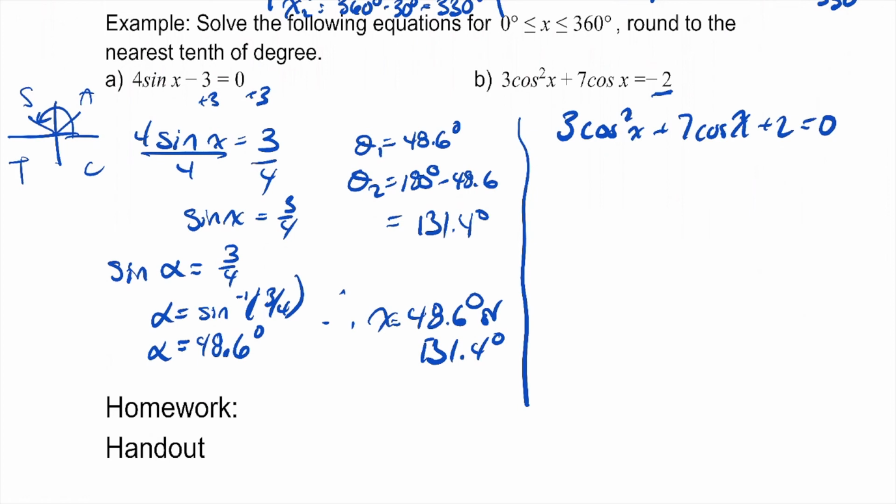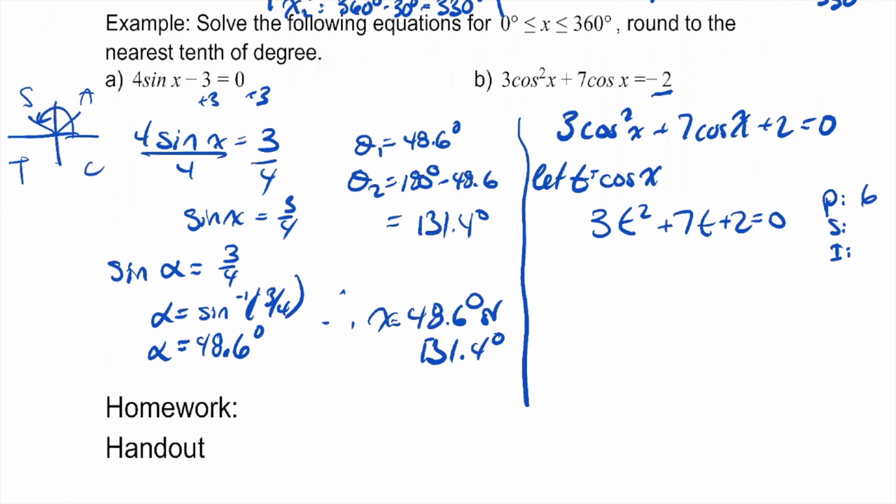Again, this one's going to be a little bit harder to factor, so I'm going to break this up a little bit. I'm going to let t equal cos of x. So here we really have 3t squared plus 7t plus 2 is equal to 0. We could use the product-sum-integer method to factor this because we have to decompose. The product here is 3 times 2, which is 6. Our sum is 7. And our integers are going to be 6 and 1. So we're going to decompose this to 3t squared plus 6t plus t plus 2 is equal to 0.